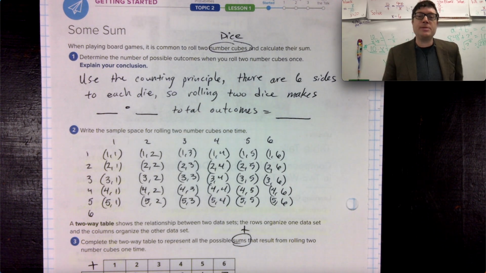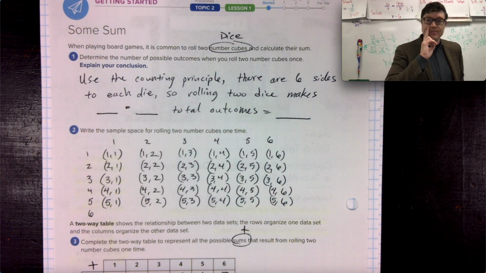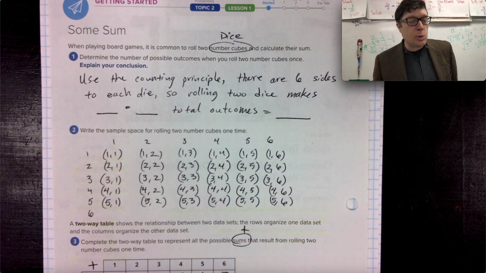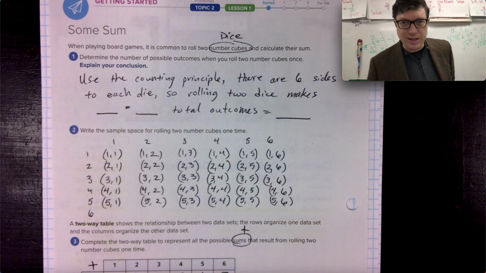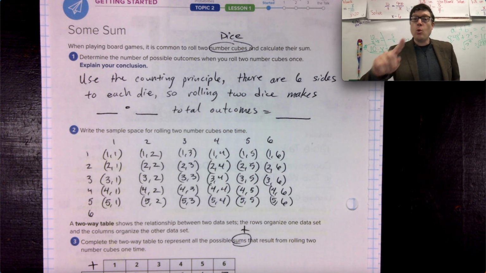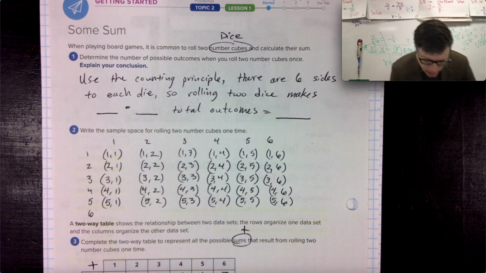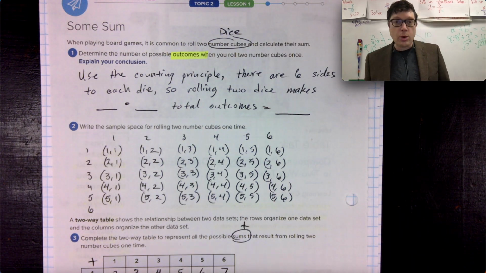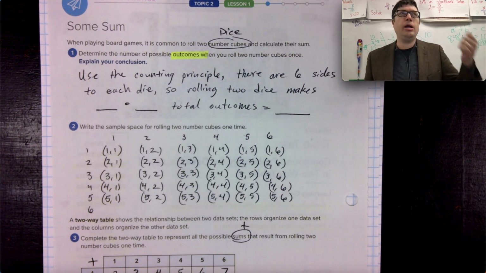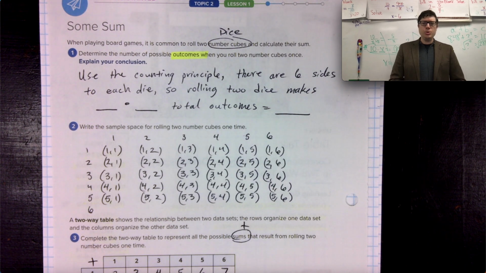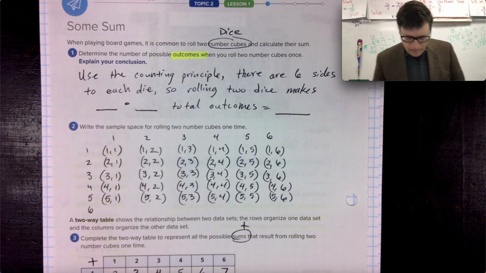When playing board games, it's common to roll 2 number cubes, dice, and calculate their sum. Determine the number of possible outcomes. Those are events that happen when something happens with probability, when you roll 2 number cubes once. I should highlight the word outcome because that's a very common vocabulary word for probability that you need to know. Use the counting principle.